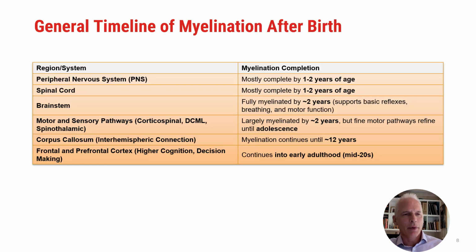I also want to just quickly review the timeline of myelination after birth. And this is, I think, quite interesting. Your peripheral nervous system is not fully myelinated at birth, and it basically doesn't become fully myelinated for the first couple of years. So around about 2 years of age, your peripheral nervous system has completely myelinated. Your spinal cord also hasn't fully myelinated at birth, so this also takes a couple of years. Your brainstem is fully myelinated by about 2 years.